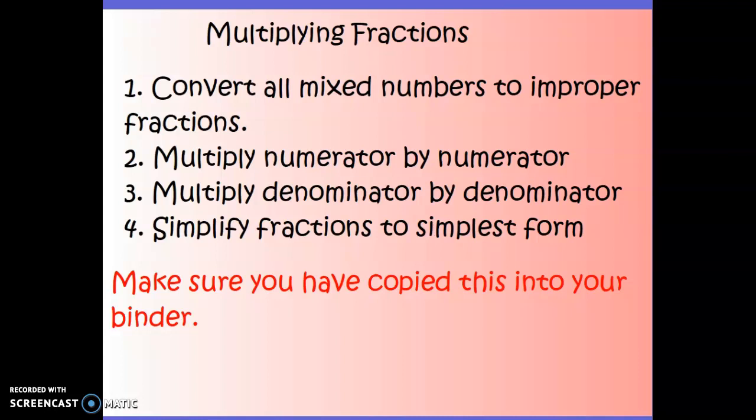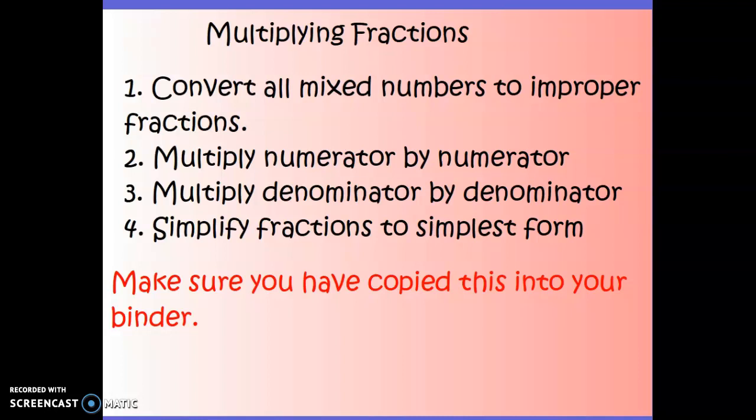Okay, so your steps are: your first step is to convert all mixed numbers to improper fractions. Step 2, multiply your numerator times your numerator. Step 3, multiply your denominator times your denominator. And step 4, simplify your fractions to their simplest form.